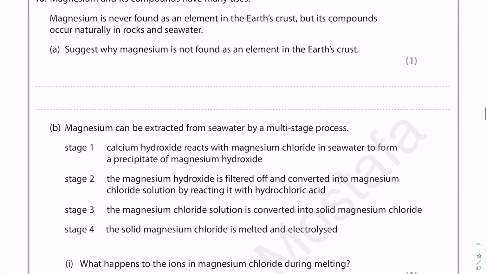Okay, question 15. Magnesium and its compounds have many uses. Magnesium is never found as an element in the earth's crust, but its compounds occur naturally in rocks and seawater. Suggest why magnesium is not found as an element in the earth's crust. Of course, because magnesium is very highly reactive, too reactive. Magnesium is at the top of the reactivity series, or high in the reactivity series. So magnesium is a very reactive metal.